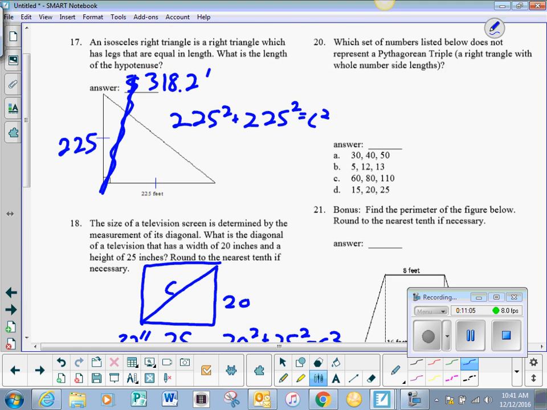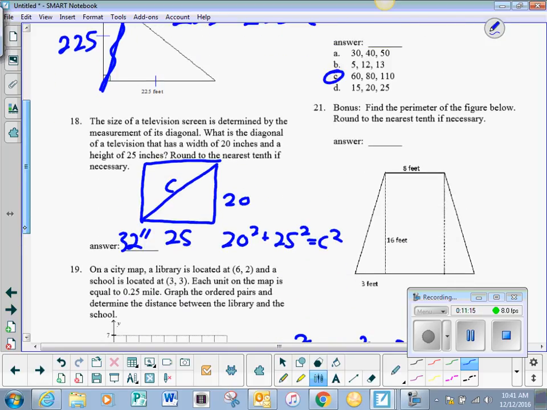Okay, which one of these is not a Pythagorean triple? C, it would have been 60, 80, 100. It's a triple, not 60, 80, 110. And the bonus, find the perimeter.